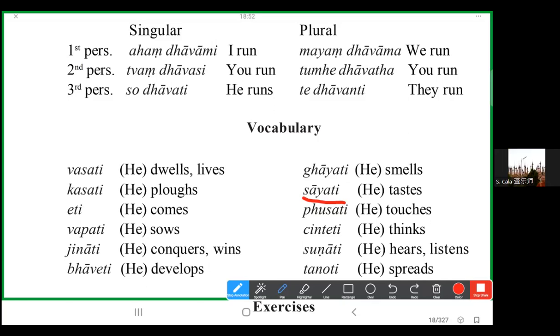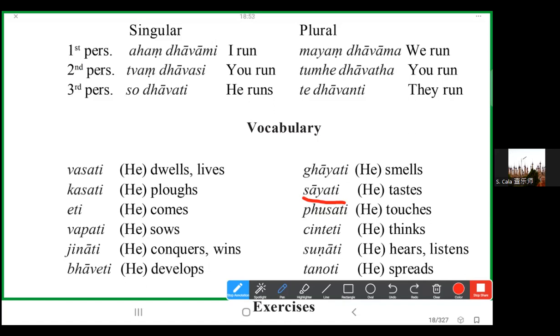Okay. All right. It seems the long A and short A are quite difficult to differentiate. Saya, sa. You just have to stress it by making your sound lower, like saya, sayati, sayanti.